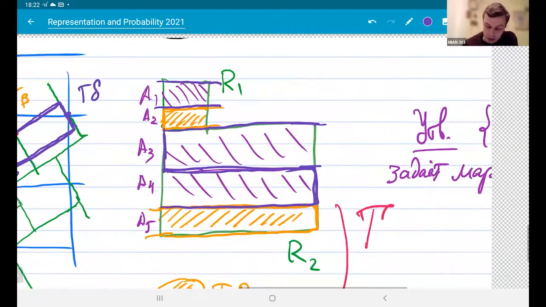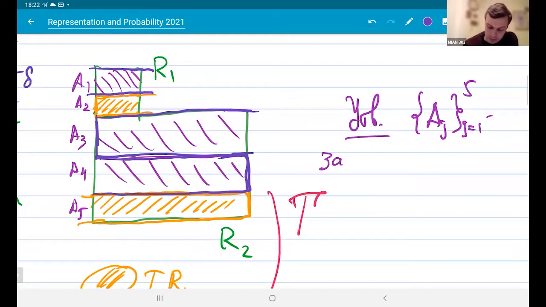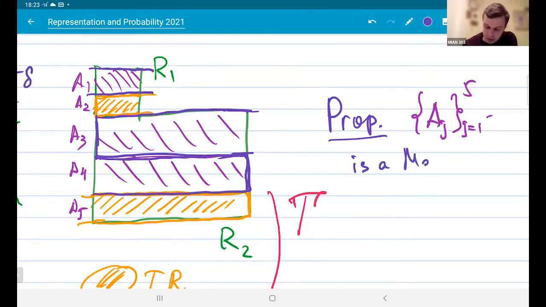The next thing is that if we consider these 5 rectangles, these 5 intersections. So proposition: this decomposition into 5 rectangles defines Markov coding.